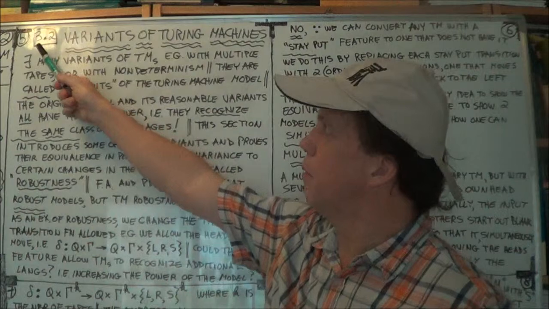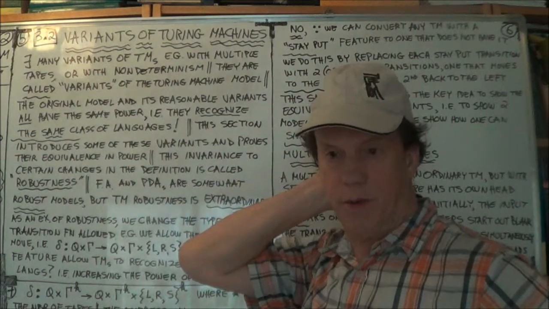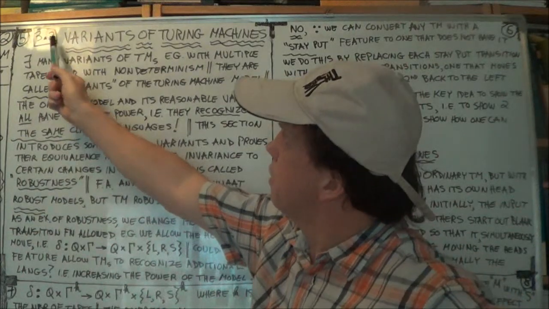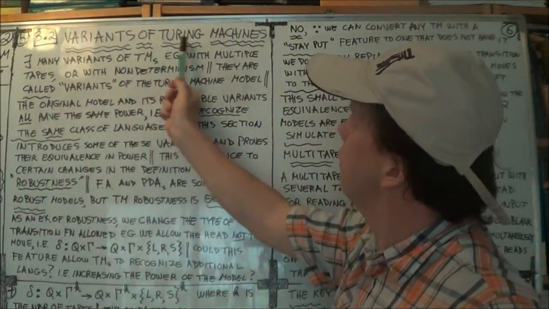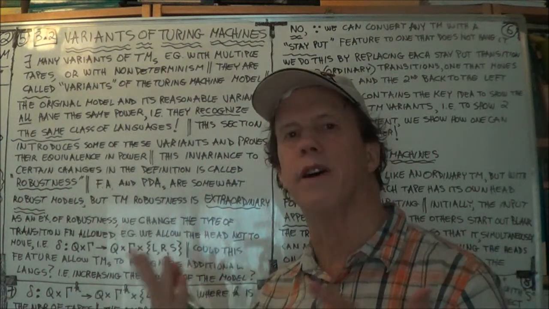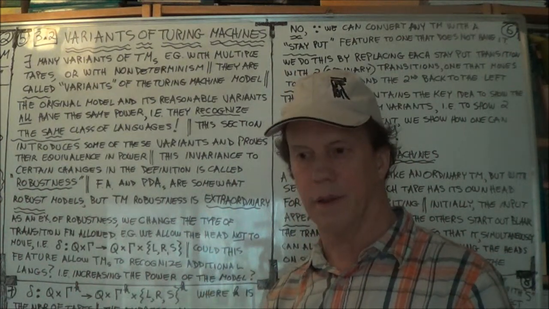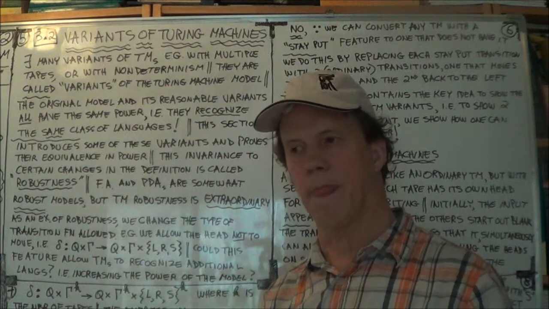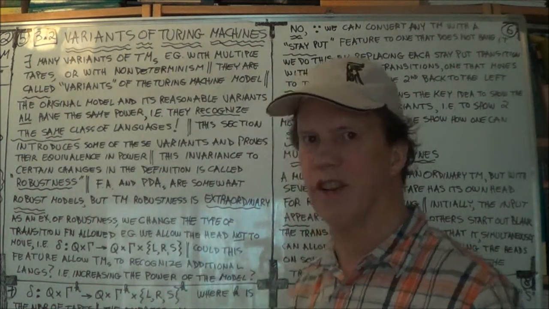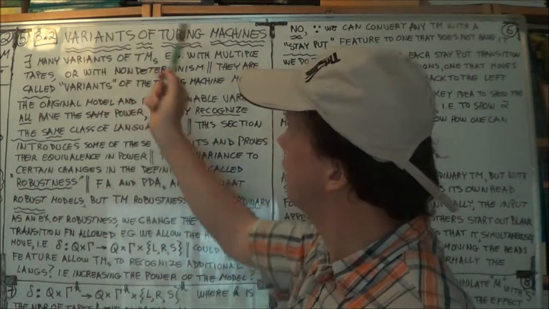As you can see, we're into a new section now. There are 3 sections in this chapter, chapter 3. Section 2, variants of Turing machines. In other words, variations. You're modifying the design, the basic definition, if you like, of the Turing machine somewhat. Variants, A-N-T-S.